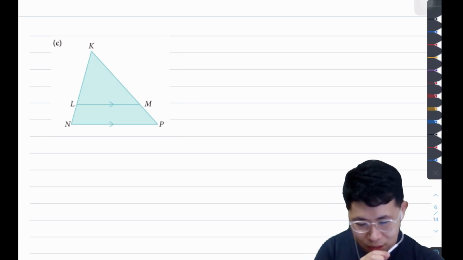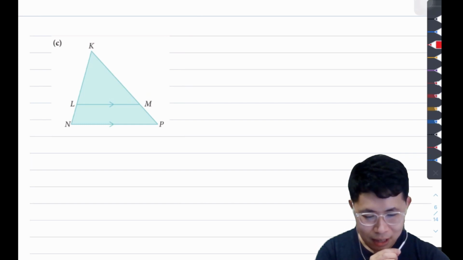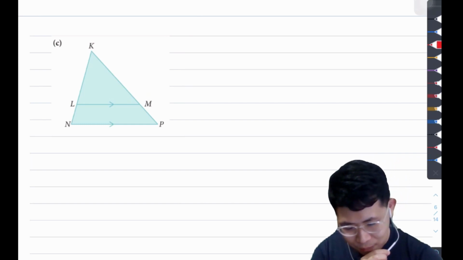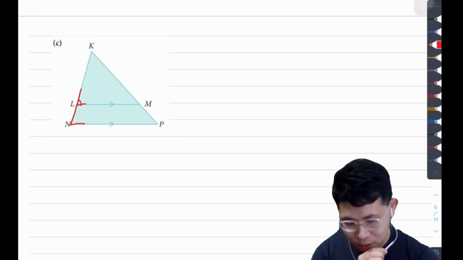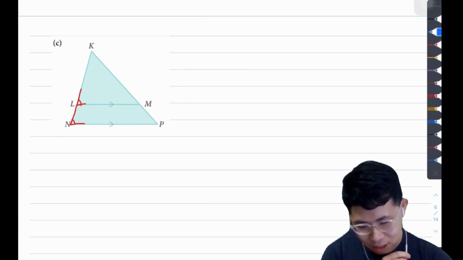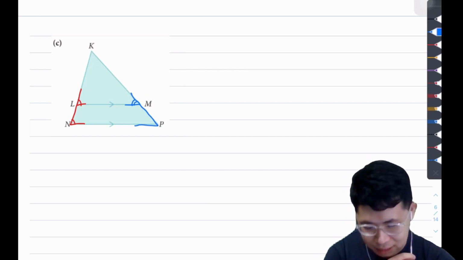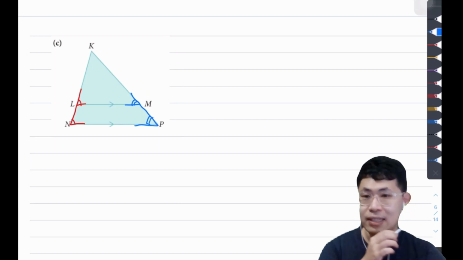So let's take a look at which angles we can use to show similarity. From the parallel lines, we have this set over here. Do you see this? We have 1 and 2. So this is what we call corresponding angles. We have this option over here. We have another corresponding angles over here. Okay, we have the second set.